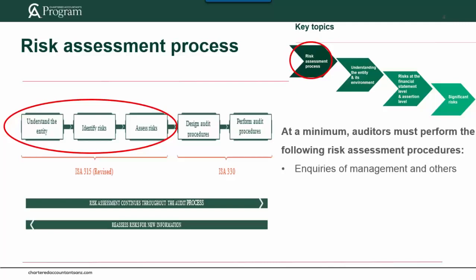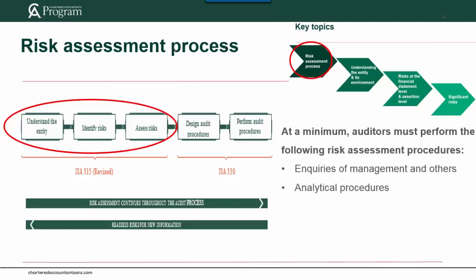Auditors usually start their risk assessment procedures with inquiries of management and others within the entity in order to discover what management considers to be the key risks to the business and how management have responded to those risks. Talking with management can usually help the auditor uncover a lot of information.